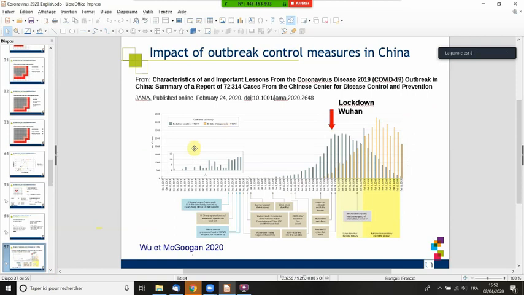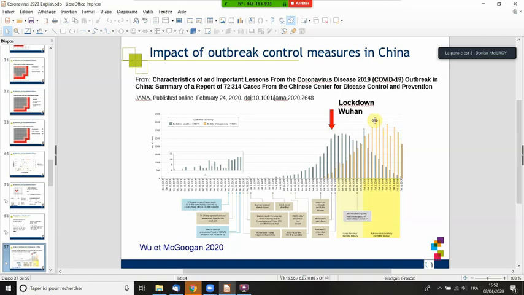Okay, so does it really work? The best thing I found about this was a paper from the Journal of the American Medical Association from February, and they looked back at the data from Wuhan in China. The orange bars here are the number of new cases per day. And this is the lockdown, the 23rd of January, when they only had about 400 new cases a day in China. So they intervened here, and then over the next couple of weeks, the numbers of new infections per day still went up.